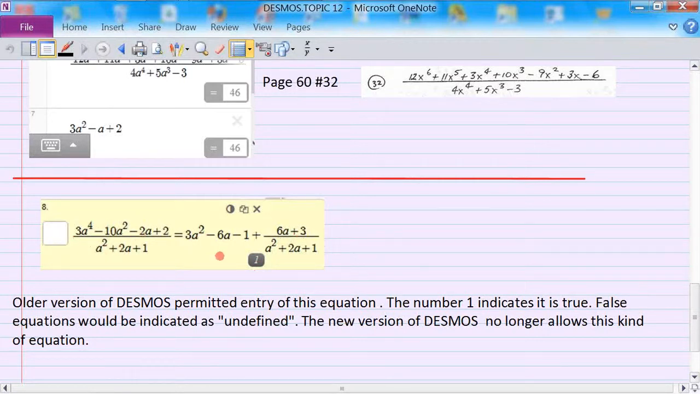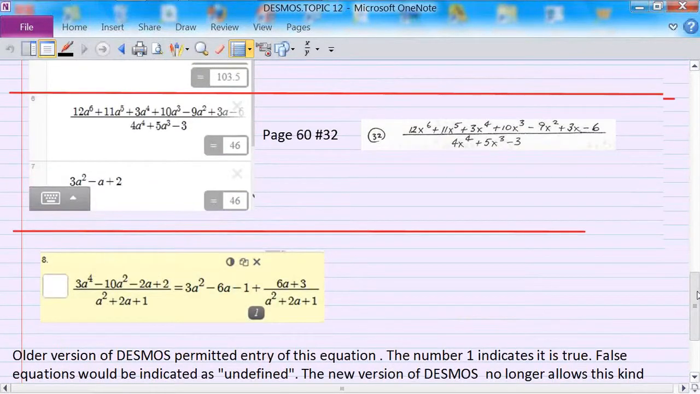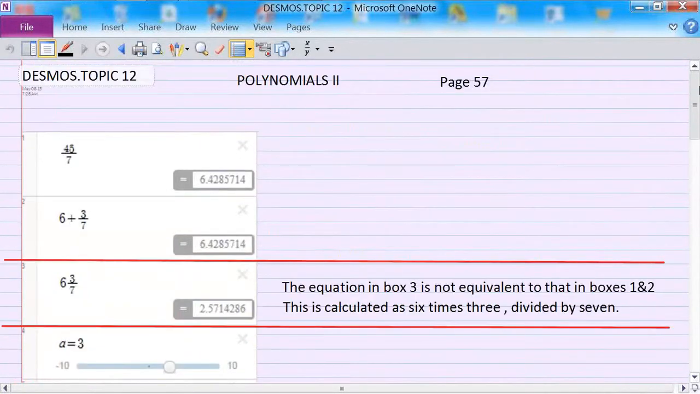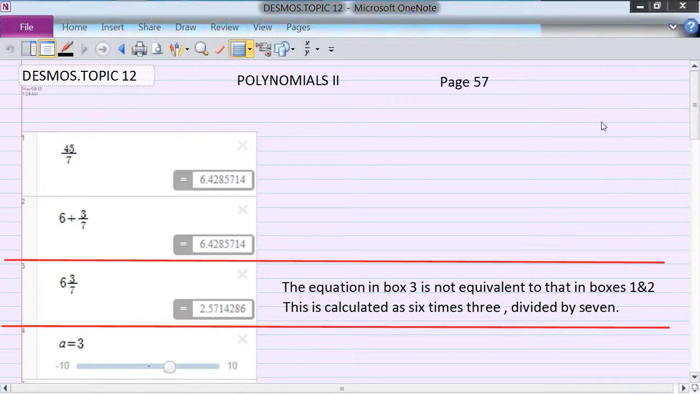Now, Desmos, in the newer version, doesn't have this ability. You can't write this expression equal to this. It won't accept the equal sign, so you get an error message. So an aside of changes that have been made in Desmos. That completes page 57 and its application to division of polynomials.